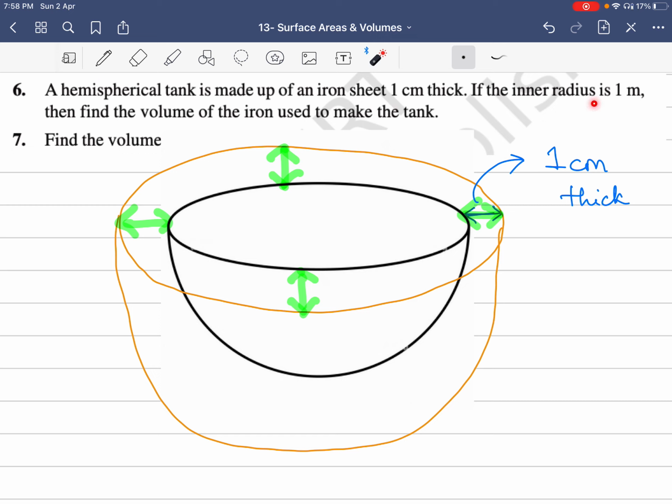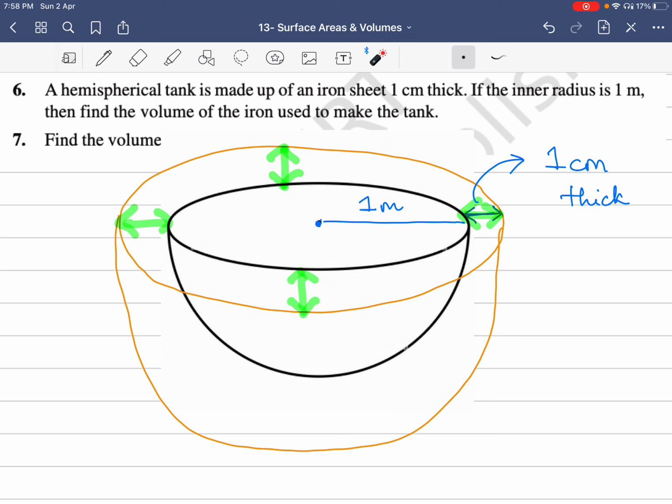Now the inner radius is 1 meter. Let's quickly make a note of it. If this is the center, then this is our radius, and that is 1 meter. The inner radius is 1 meter. Why are they saying inner radius? Because if you add this 1 centimeter, you will get the outer radius, which will be 1 meter plus 1 centimeter. Don't do 1 plus 1 equals 2, because this is in meters and this is in centimeters. We'll come to that part later.